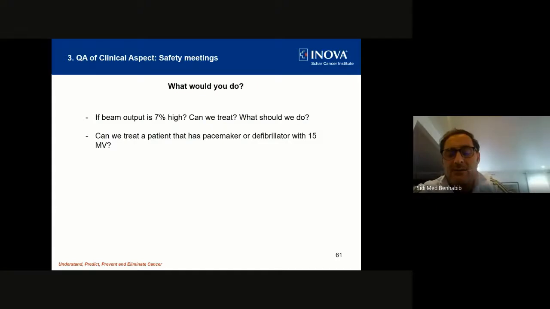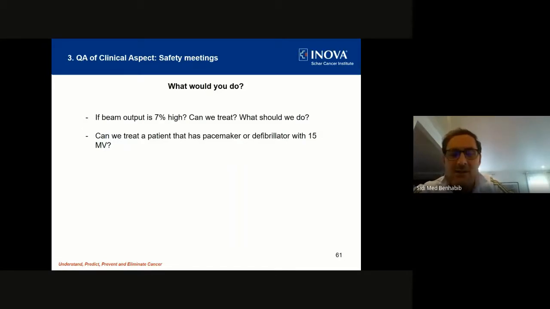If I get called to the machine and I see 7% high, then I will definitely do an independent check myself. And if I see that it is more than 7%, then I will adjust the output down before we treat the patient.